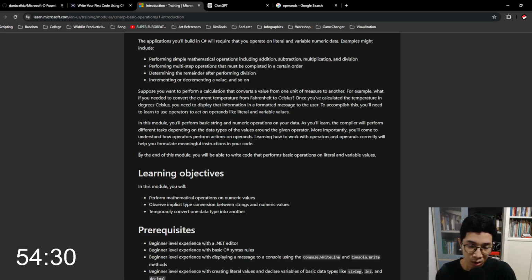So by the end of this module, you will be able to write code that performs basic operations on literal and variable values.